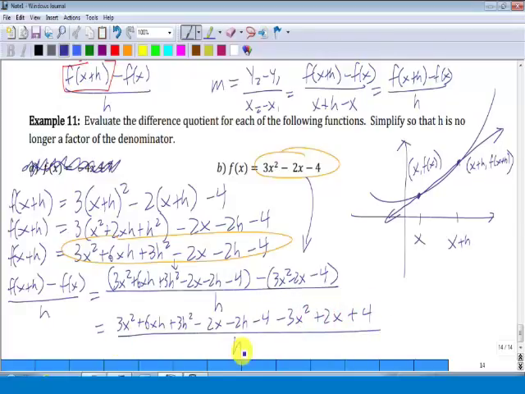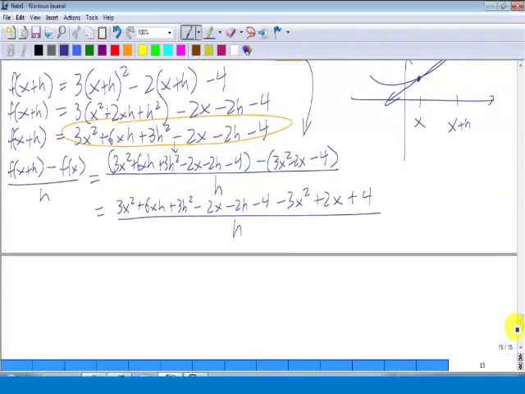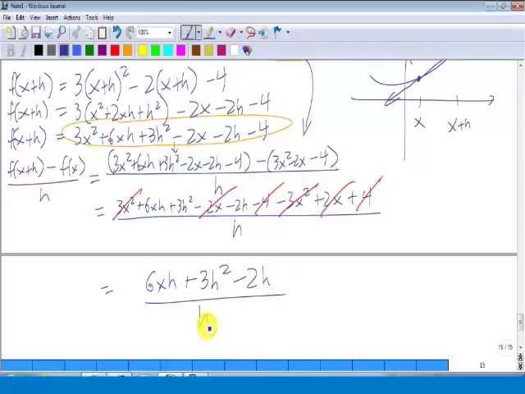all over h. Now at this point in the process, every term that does not have an h in it in the numerator must cancel. Otherwise, something has gone very wrong. 3x squared and minus 3x squared cancel. And then minus 2x and plus 2x cancel, and then minus 4 and plus 4 cancel. 6 out of those 9 terms cancel, and it leaves us with 6xh plus 3h squared minus 2h all over h.